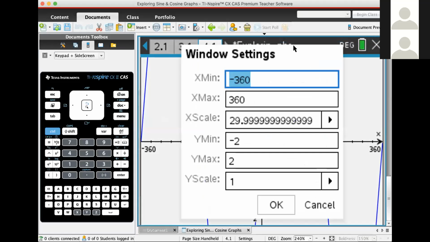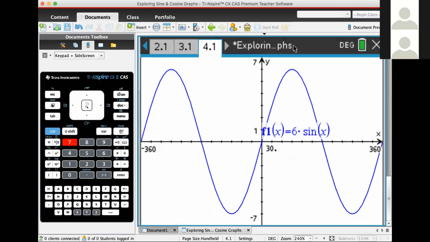And let's make it from negative, not the x values, but the y values, sorry. Let's make it from -7 to 7, so that we can see. That's good. Yeah, that's fine. There you go. Now you can see it nice and clear.